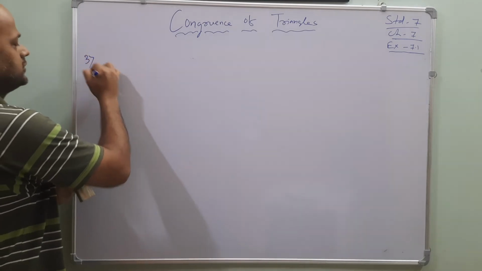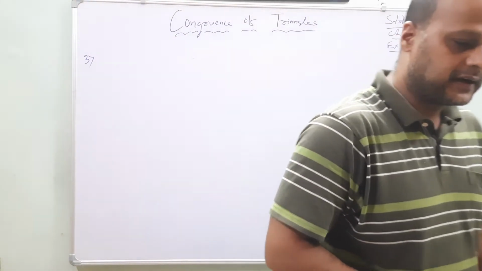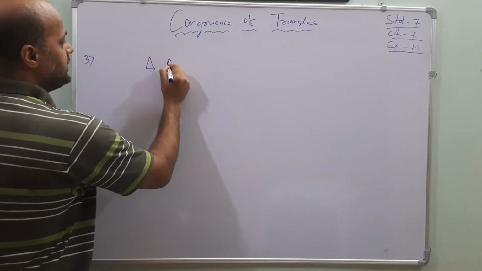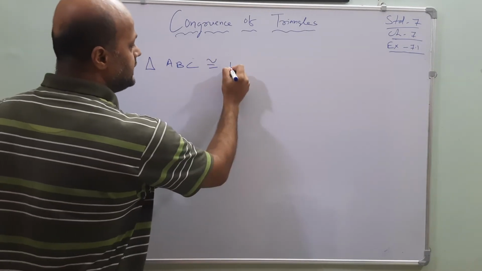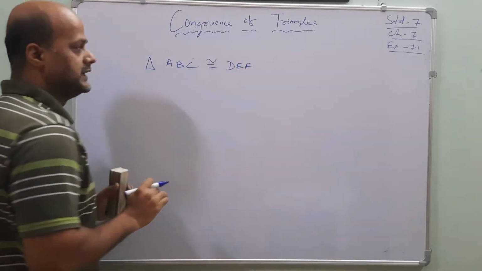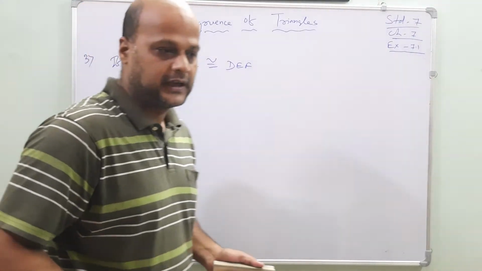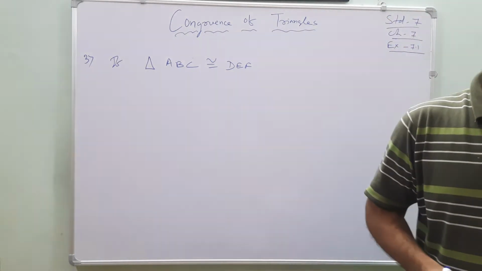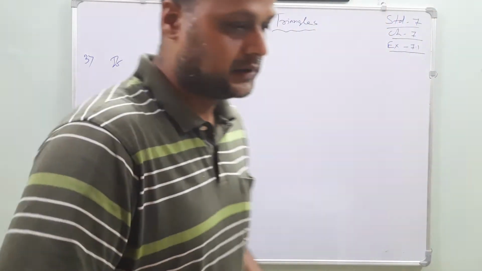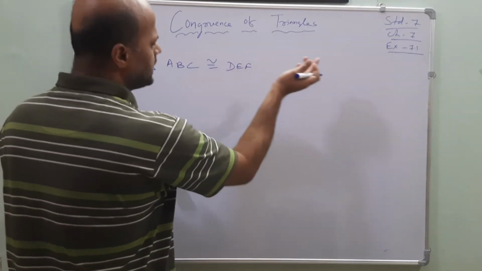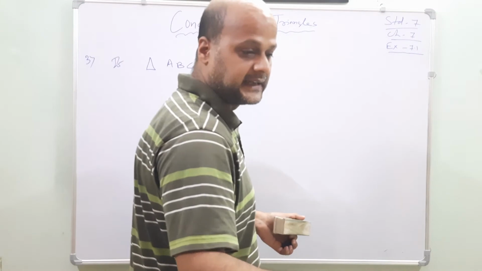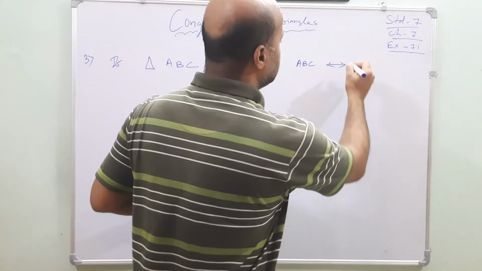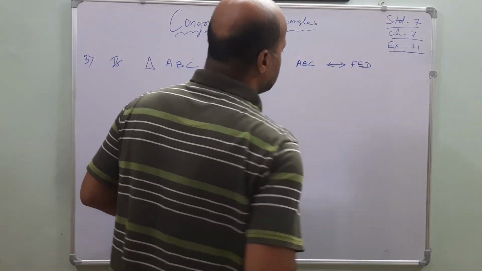The third one is saying, the question is given: if triangle ABC is congruent to triangle DEF, it is saying that the correspondence ABC is equal to FED. It is FED or DF, what is that? It is saying that ABC is equal to FED. Okay, it's given like this.